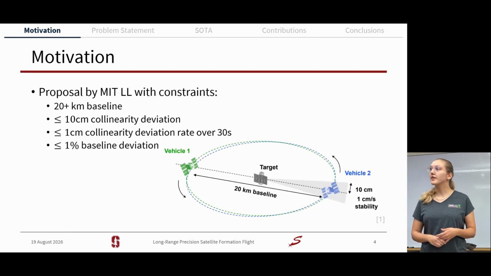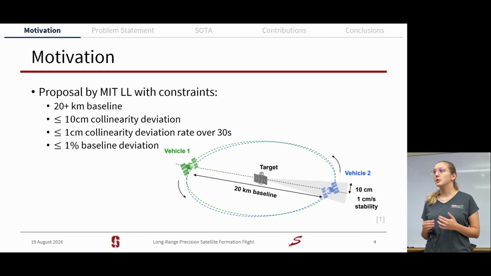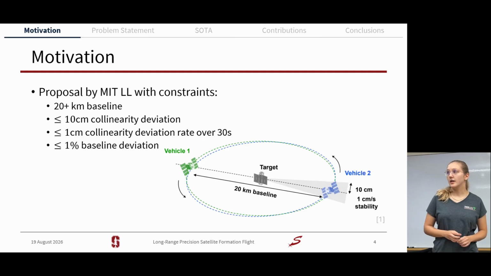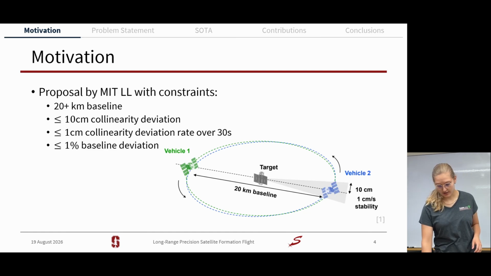This is also what motivated this proposal by Lincoln Lab that was brought to us a few months back with specific constraints to this problem. They set the constraint of achieving a 20+ kilometer baseline between the two deputies and a very precise collinearity deviation of no more than 10 centimeters, a collinearity deviation rate capped at 1 centimeter per an interval of 30 seconds, and also only a 1% baseline deviation. Very tight constraints, therefore, over very large baseline.